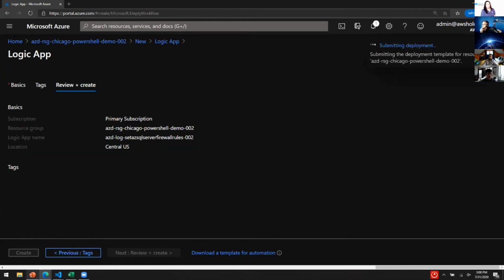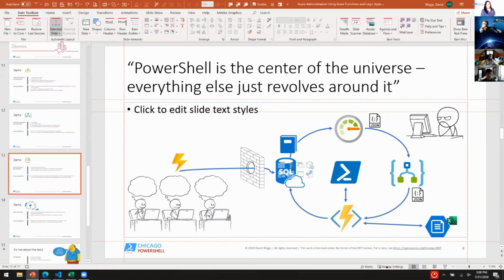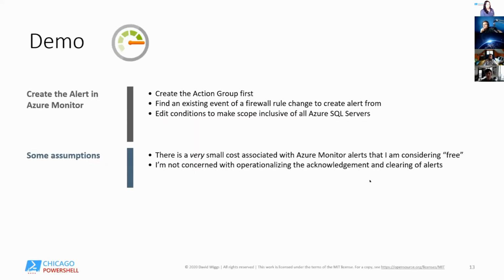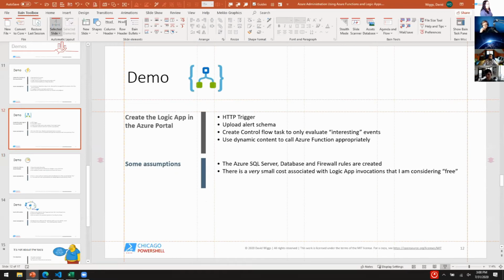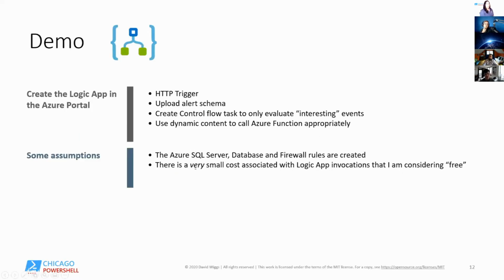And I'm going to step back to the presentation to call out a couple of assumptions here. So again, I'm still saying that this is free, right? Because there's a very, very small cost associated with logic app invocations. Like per 10,000, I think it costs 25 cents, right? It's extremely small in this case.